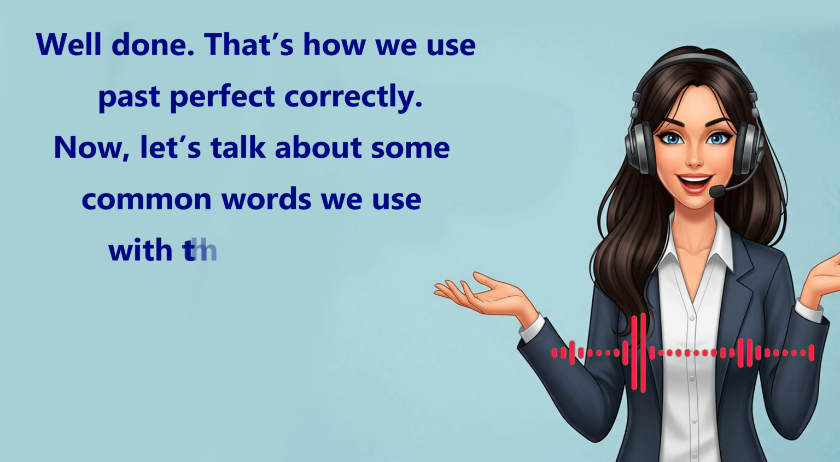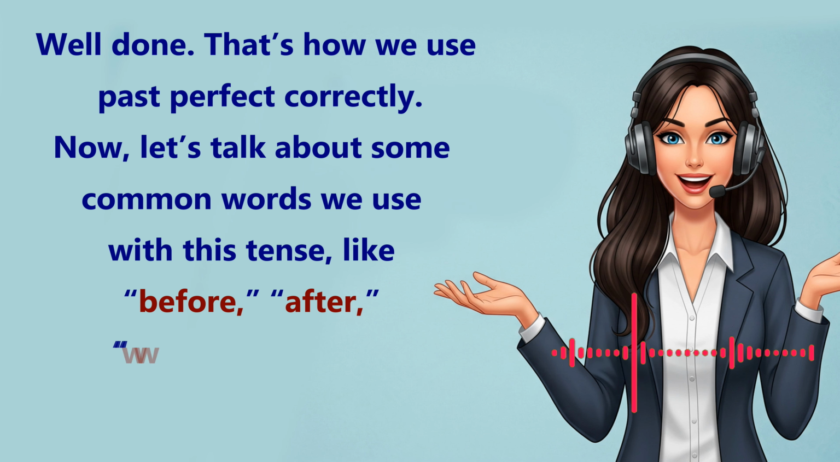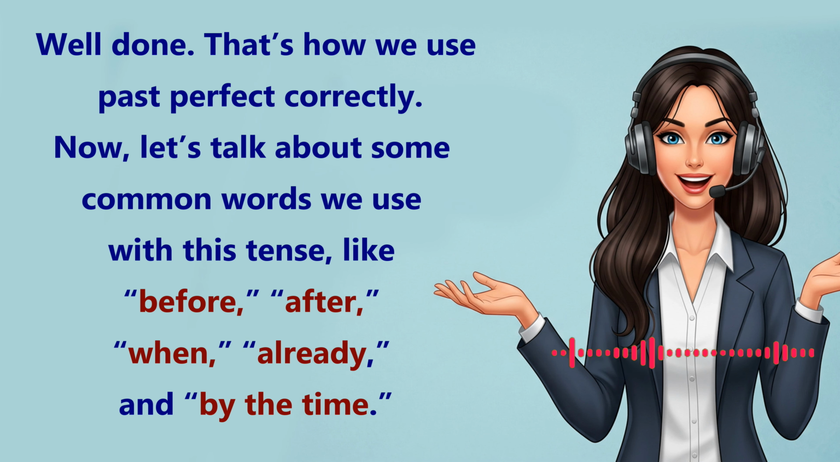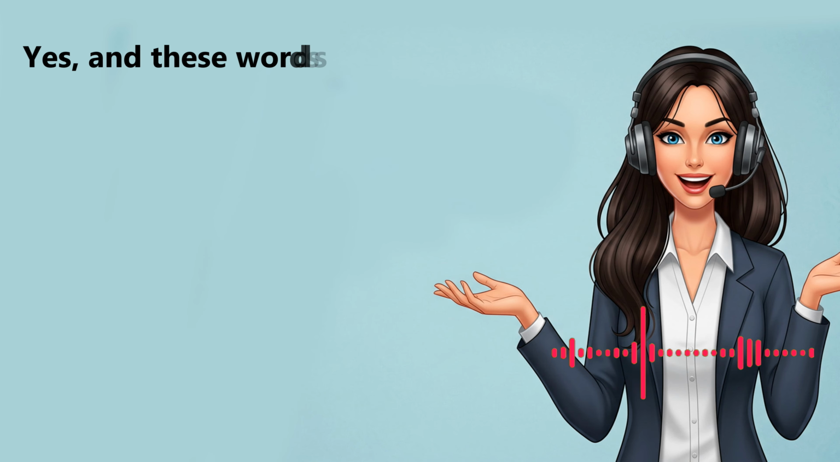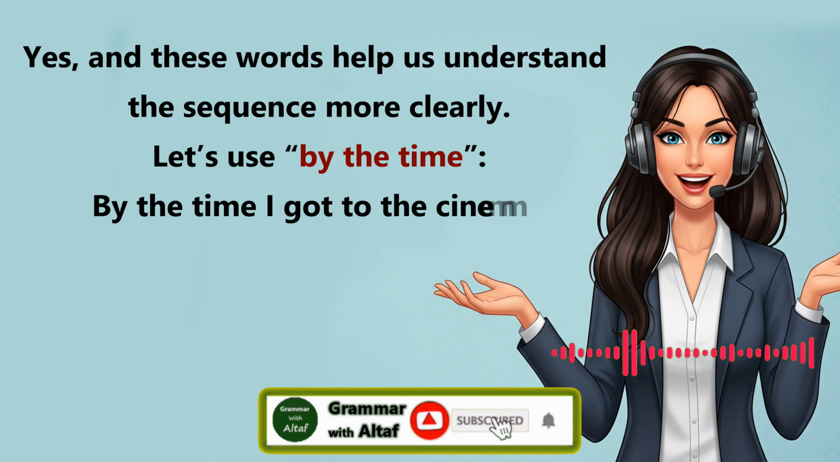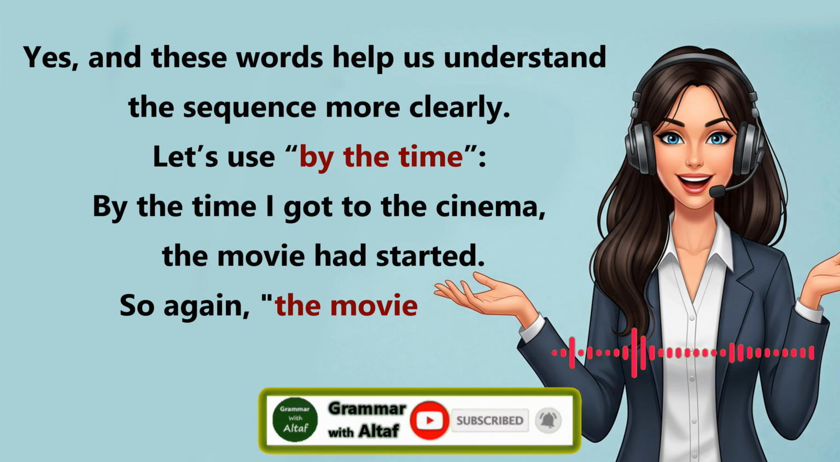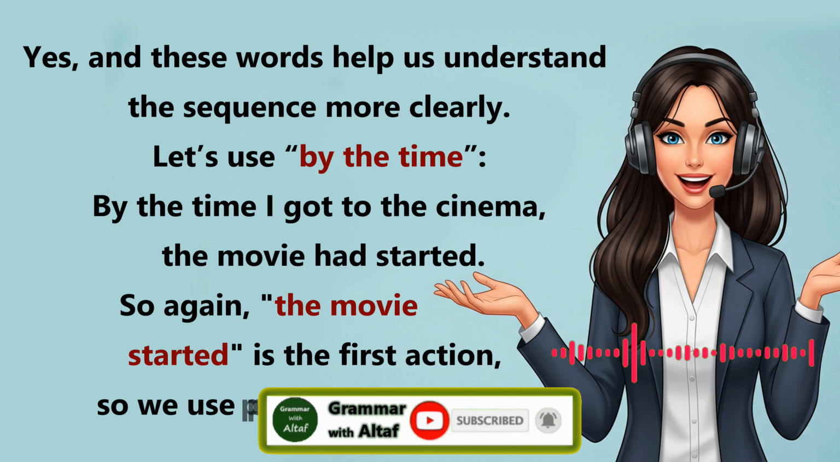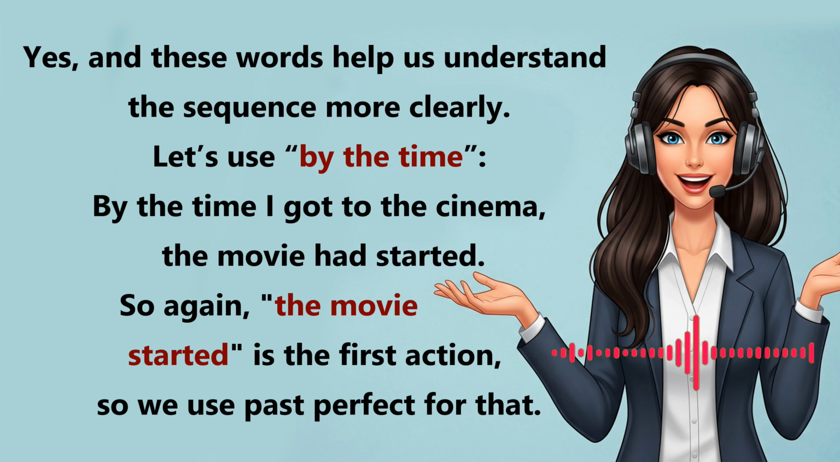Now, let's talk about some common words we use with this tense, like before, after, when, already, and by the time. Yes, and these words help us understand the sequence more clearly. Let's use by the time. By the time I got to the cinema, the movie had started. So again, the movie started is the first action, so we use past perfect for that.